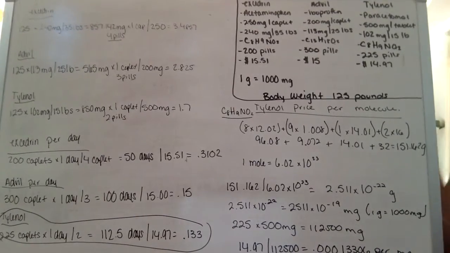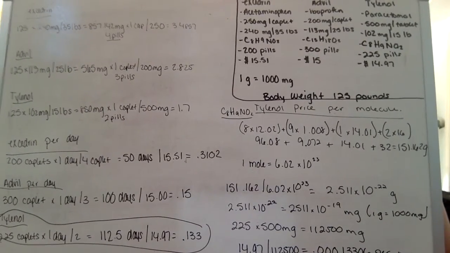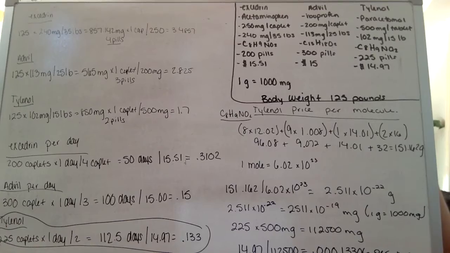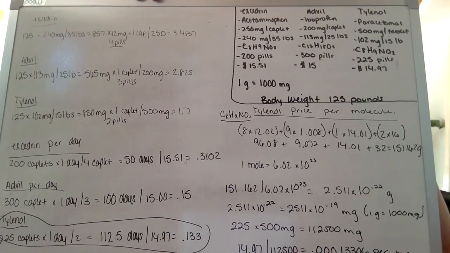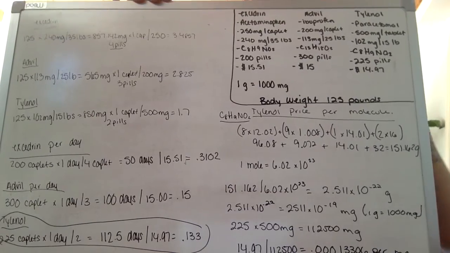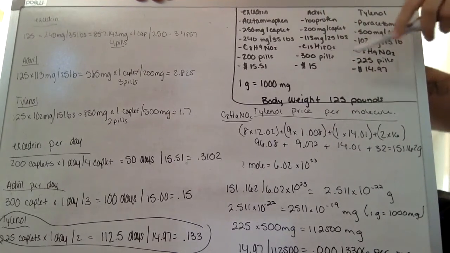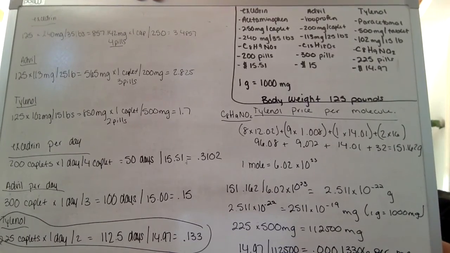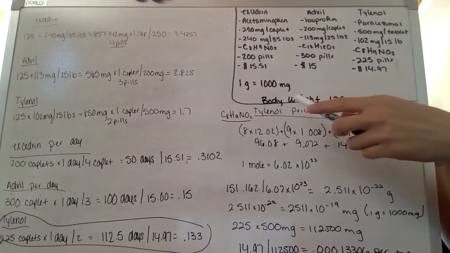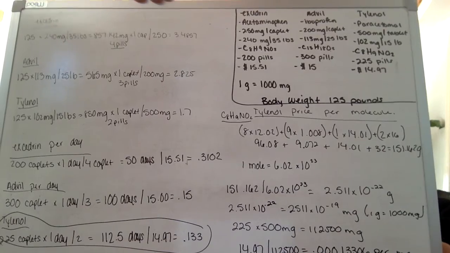Hello. So today I'm going to try and explain to you how we figured out that Tylenol is the cheapest medication to cure our headache. So over here we have all the information. So Excedrin, Advil, Tylenol, and then you see the conversion factor right here of 1 gram equals 1,000 milligrams.